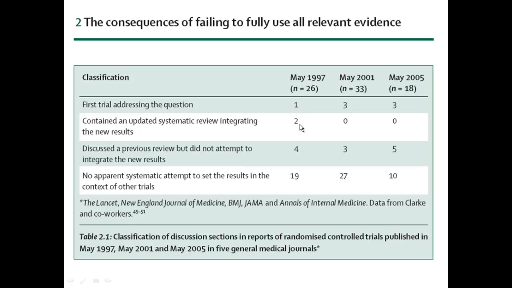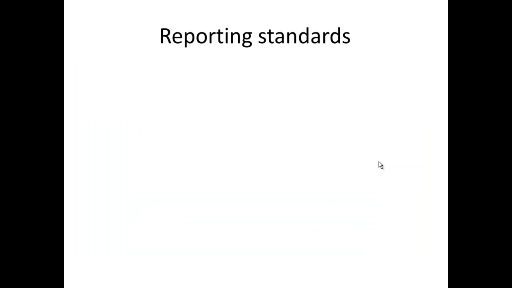But some of them contain an updated systematic review integrating the new results. 4 of them discussed the previous review but did not attempt to integrate the new results. And in 19 out of 26 cases, there's no systematic attempt to set the results in the context of other trials. In 2001, it was 27 out of 33 that made no attempt to do that. In 2005, it was 10 out of 18. I think part of his point is that this is improving, at least based on the small sample sizes, but it's something that really makes a lot of sense.